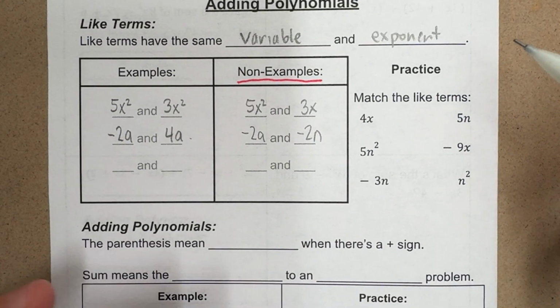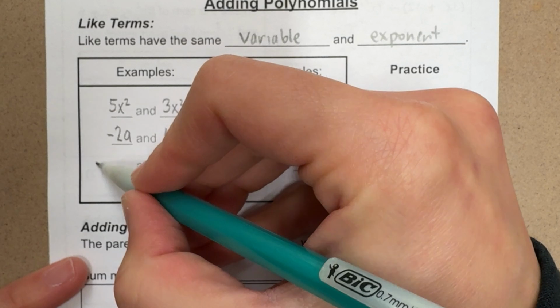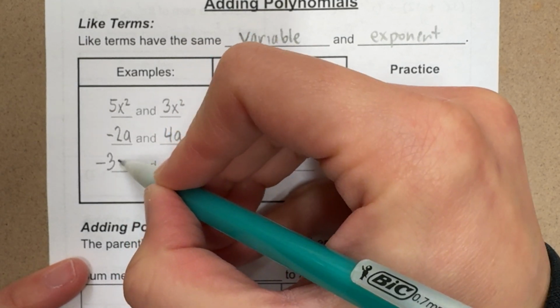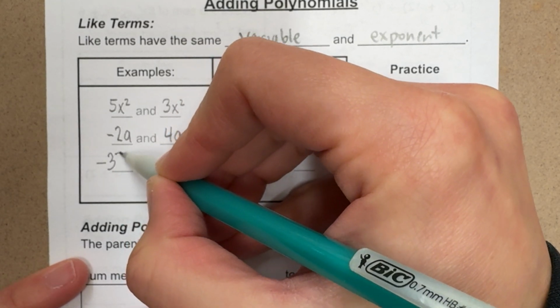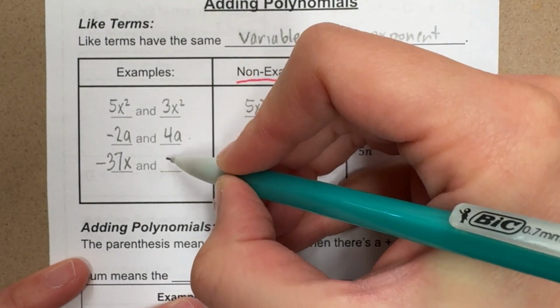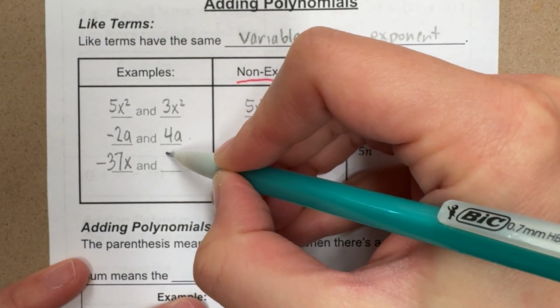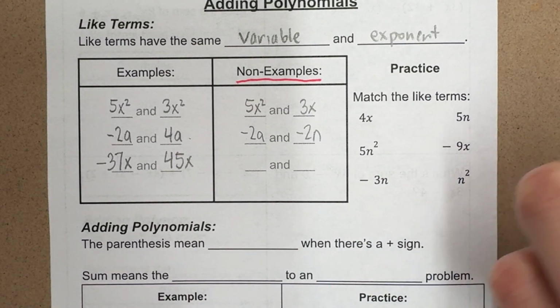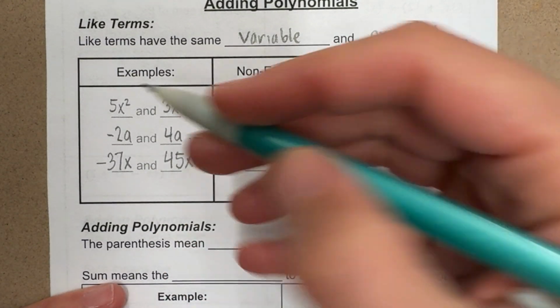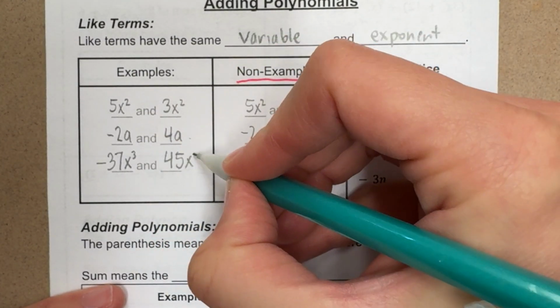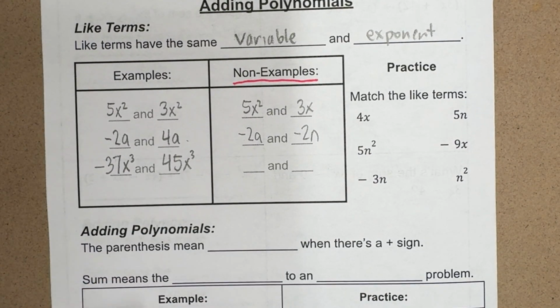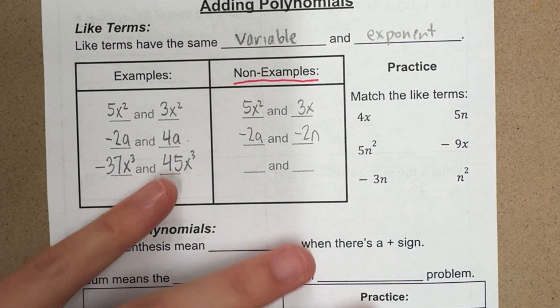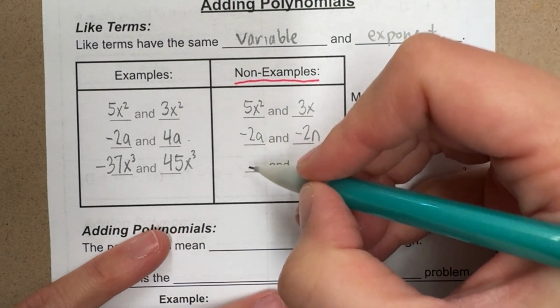And finally, let's make it a little silly. If I had 37x, it doesn't matter what this number is. It could be 45x. It doesn't matter that one's negative, one's positive, or that they're big numbers. Again, we're just looking at the variable and exponent. Let's even mix it up. Let's make these x to the third. Those would be like terms, whereas over here, these would not be.